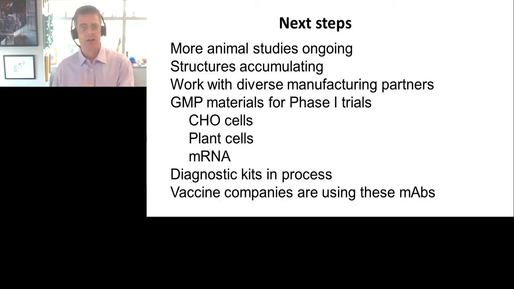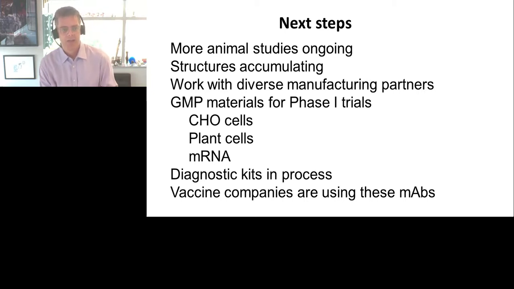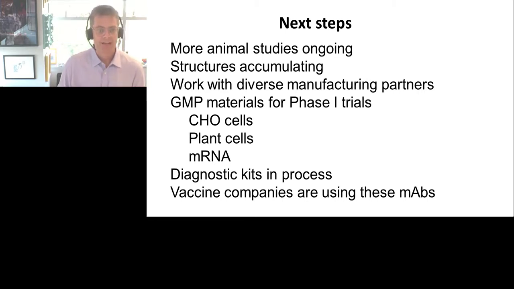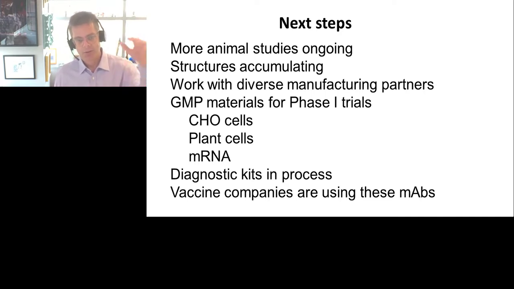We're working not only with AstraZeneca, but other partners to further some of these. They're being developed in CHO cells, in plant expression, in tobacco, and also as mRNA. These antibodies have been incorporated in diagnostic kits, and vaccine companies are using these antibodies to characterize various lots of their vaccines to show that they contain conformational epitopes.